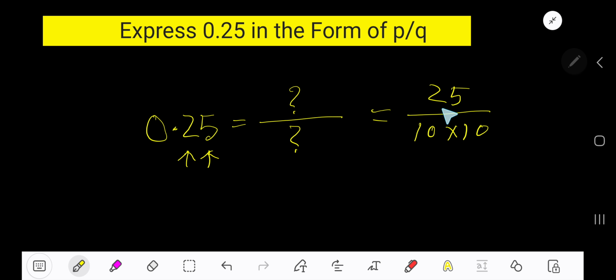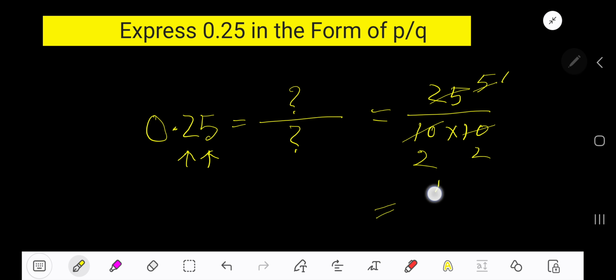So this is divisible by 5, and this is divisible by 5. If I divide this 10 by 5, I will get 2. If I divide 25 by 5, I will get 5. This is divisible by 5, this is divisible by 5. I will get 1, and I will get 2 if I divide.